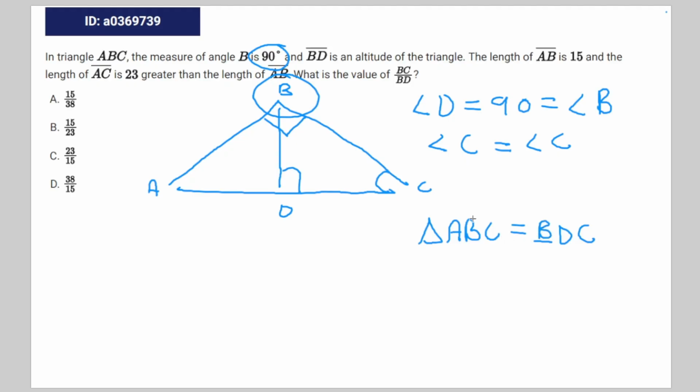Okay, so that's the hard part out of the way. Now it's the simple stuff. So to find BC, you're really just going to find AC. And to find BD, you're really just going to find AB. So we're given that AB, so you can write it like this. AC over AB is equal to BC over BD.